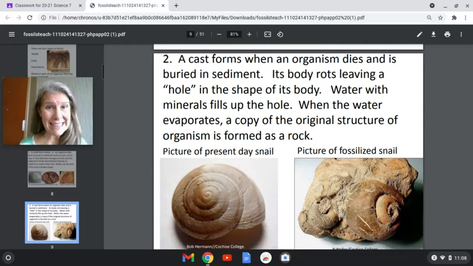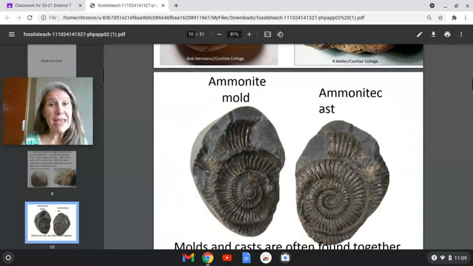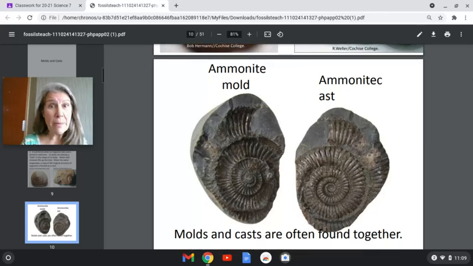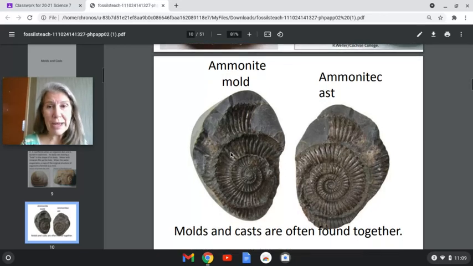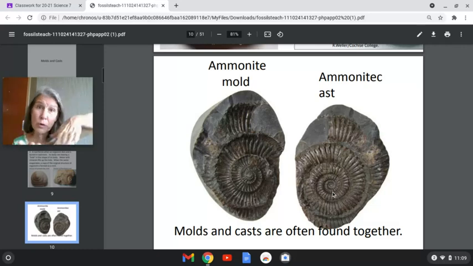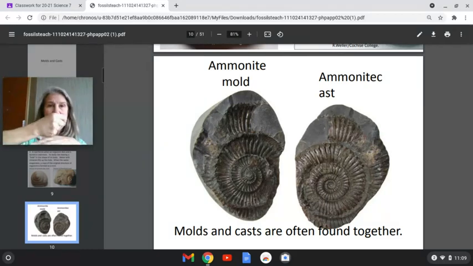Here is a cast, and a cast is when that organism dies, is buried, and the body just kind of rots out, but the hole where that body was is filled up with water and minerals, and then it eventually becomes like a rock. And we looked at some of those cast fossils. I didn't have a cast fossil of a snail shell, but look at the modern day snail shell next to the cast of a fossilized snail shell. We did have ammonites, and we had a mold of an ammonite, but you can also have a cast. So the difference would be the mold would be indented and the cast would not be indented.